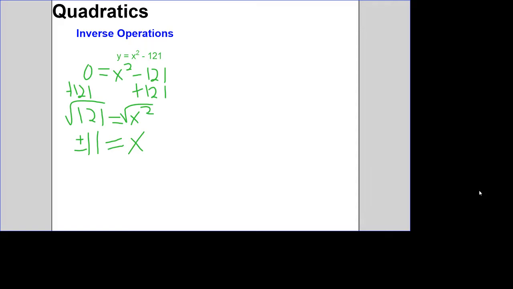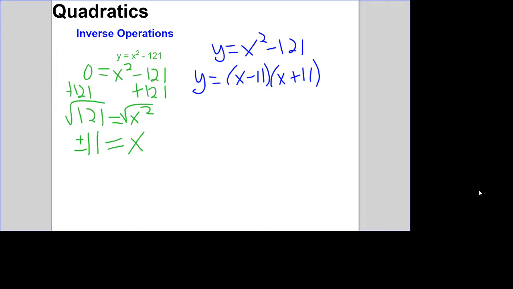Let's do this with factoring. If we have y equals x squared minus 121, this is a difference of two perfect squares. And so we really can factor this quite simply into the conjugates. y equals x minus 11 times x plus 11. To solve it, we then need to set y equal to 0.